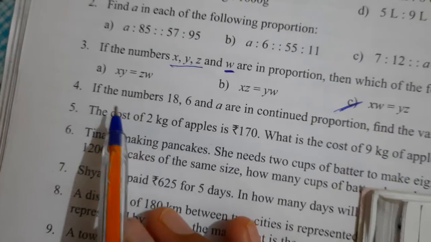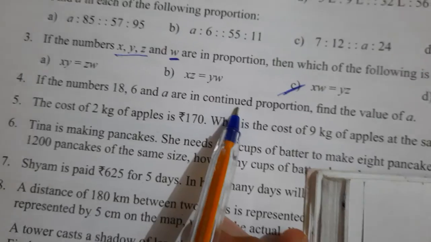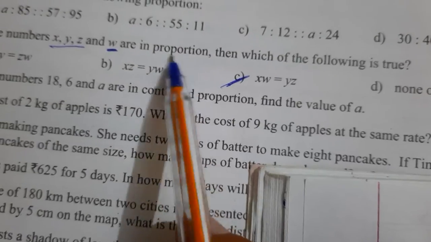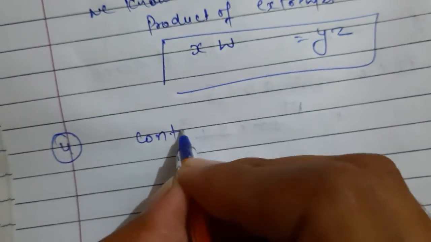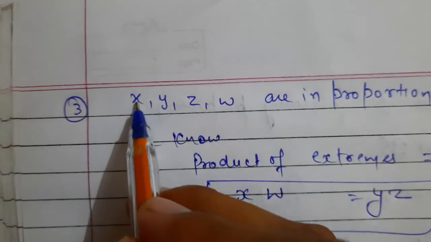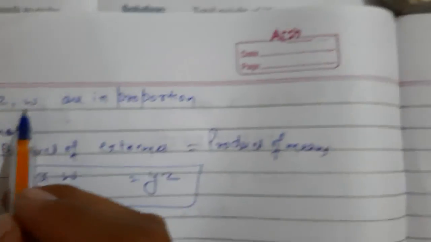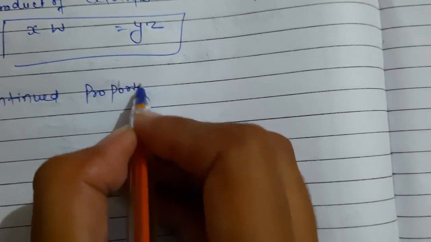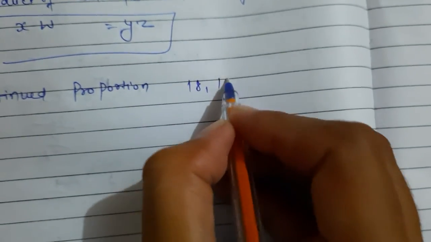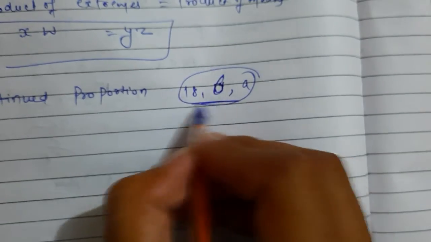Next, see the fourth question. If the numbers 18, 6 and A are in continued proportion. First of all they were saying only proportion, now they have written continued proportion. In proportion, each and every time we write four numbers, two are at the extremes and two are in the center. But now they said continued proportion, and who are in continued proportion? 18, 6 and A.